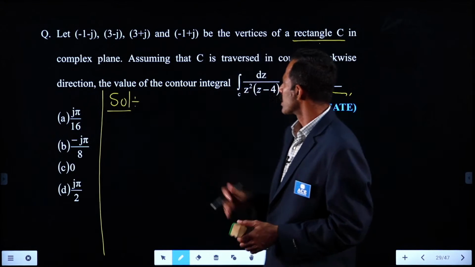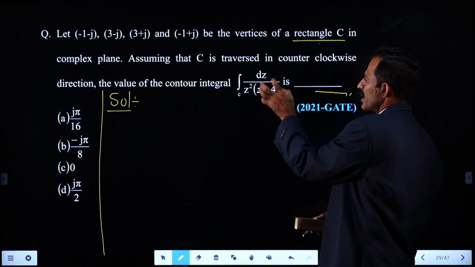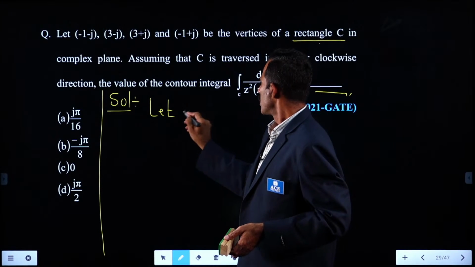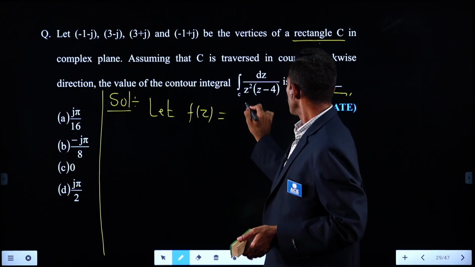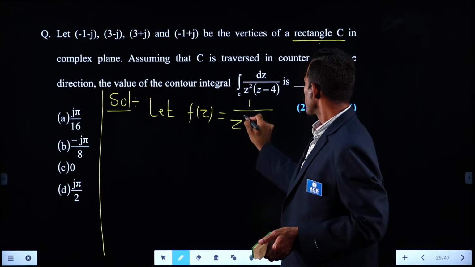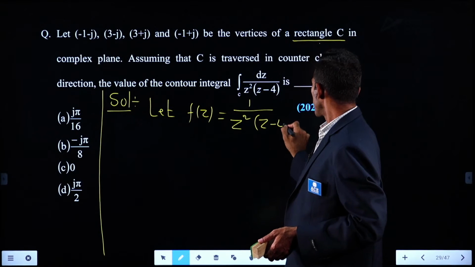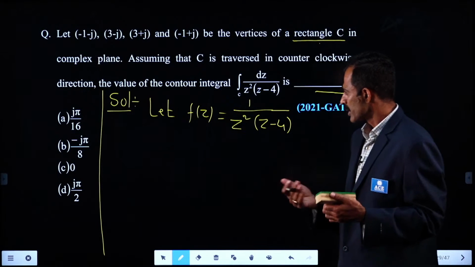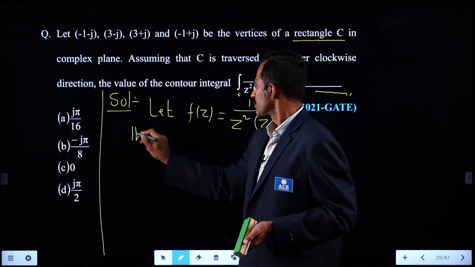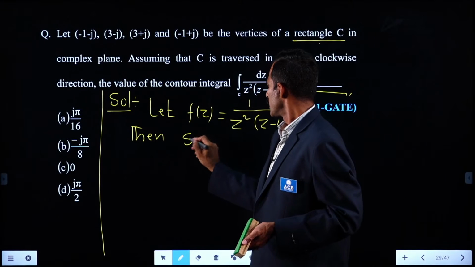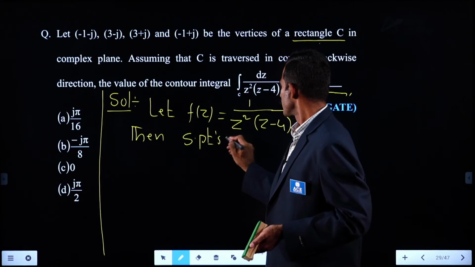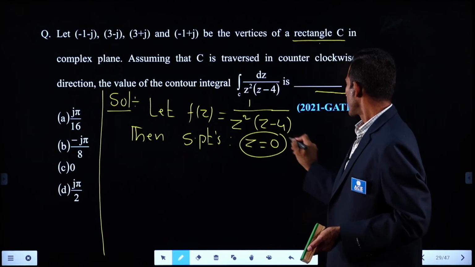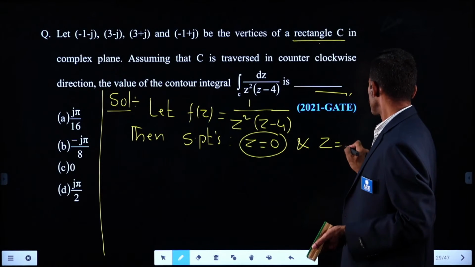Now, according to our procedure, whatever the function is given inside the integral, choose this function as f of z only. Let f of z equal to 1 by z square into z minus 4. It is the first step only. According to the second step, find the singular points. Then the singular points are z equal to 0 and z equal to 4.